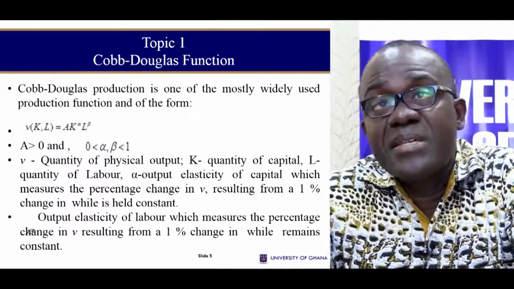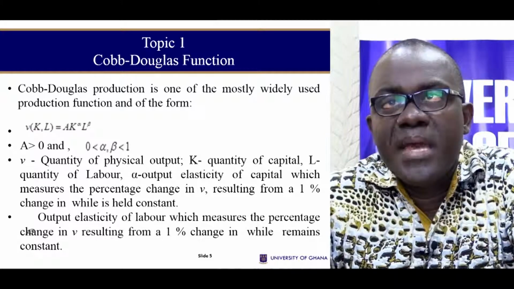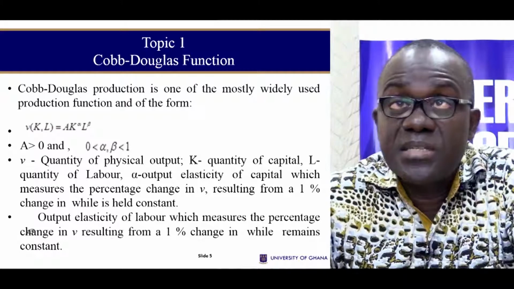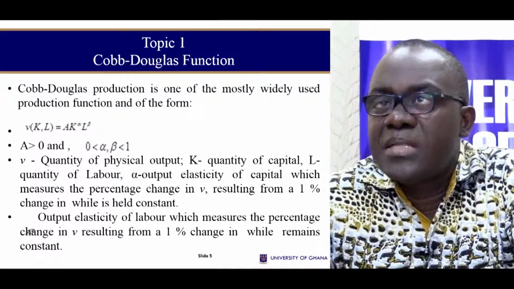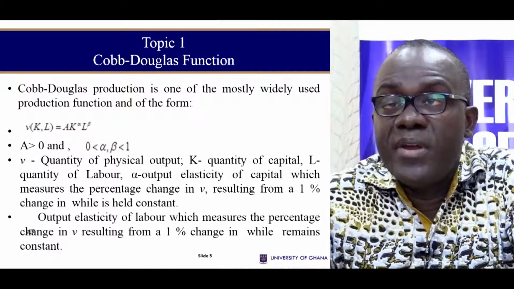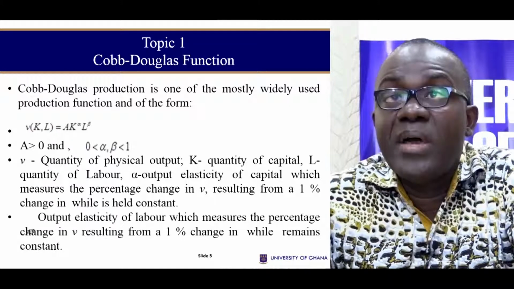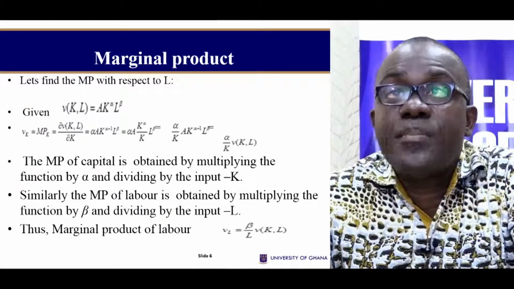Now this Copula function is of the form that we see over here, where K and L are raised to the power alpha and beta respectively. We believe that alpha and beta are fractions. A is greater than 0, V is the quantity of physical output, and all the other variables are as defined over here. What we would like to know first is the marginal product.